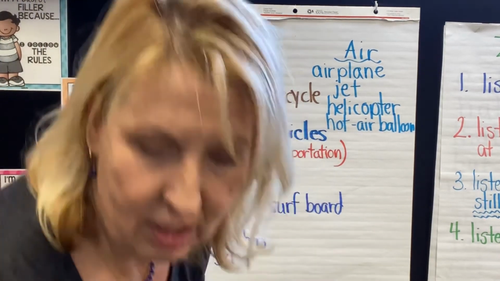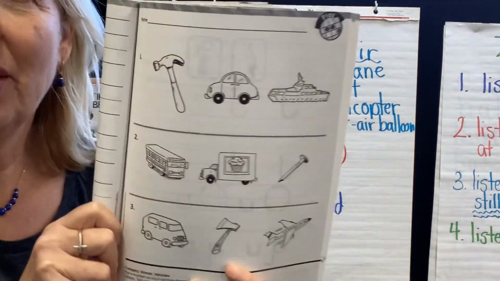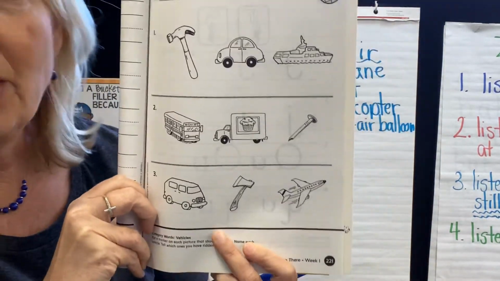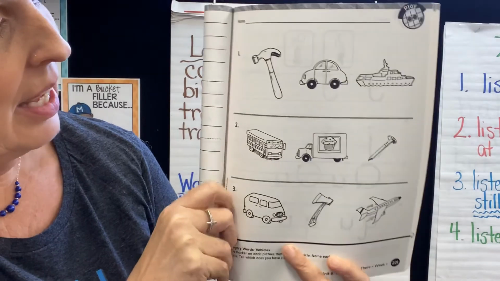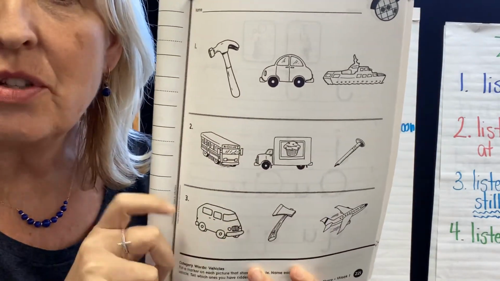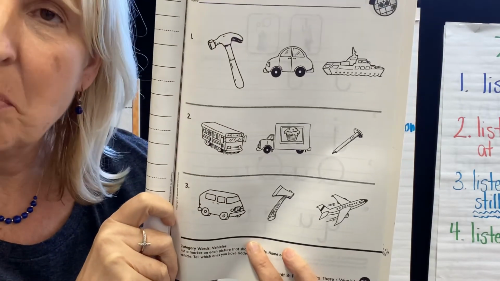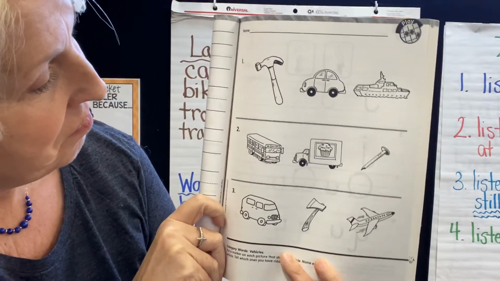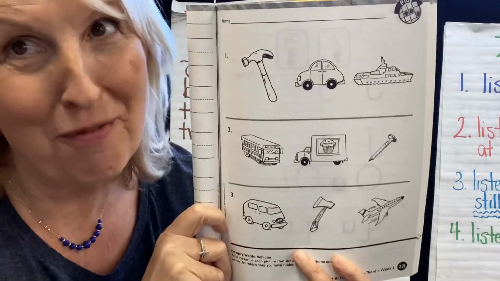So now you're gonna work on this page in your packet. It's page 221, and they want you to circle in each row the different kinds of transportation you see. Yeah, I bet you'll have no problem with that.